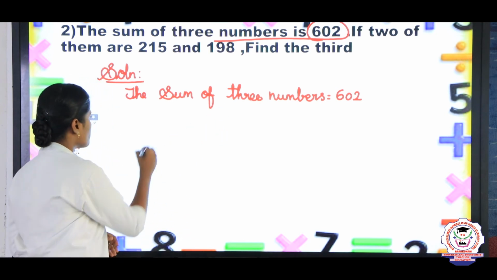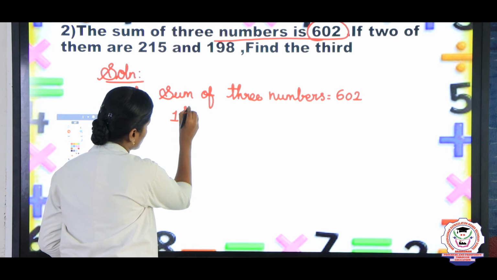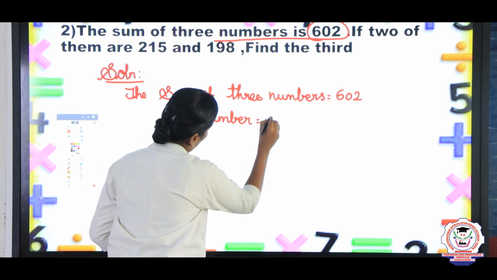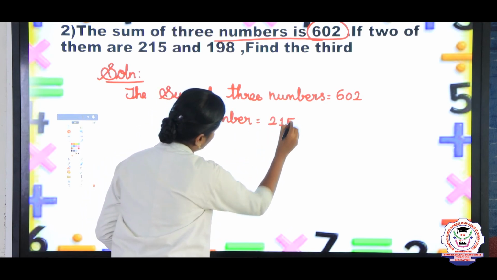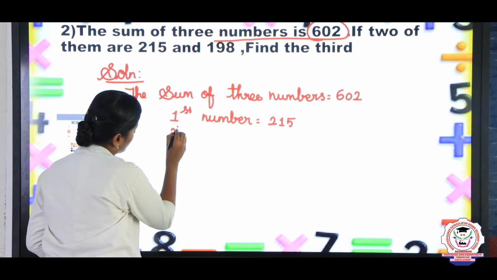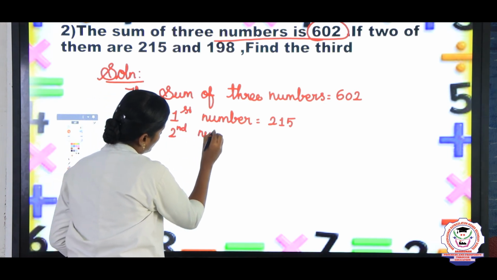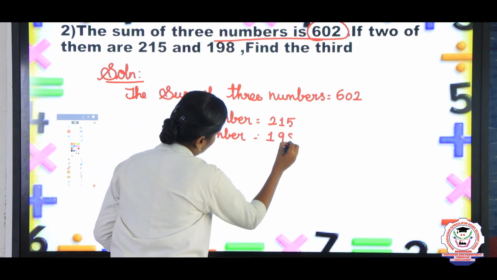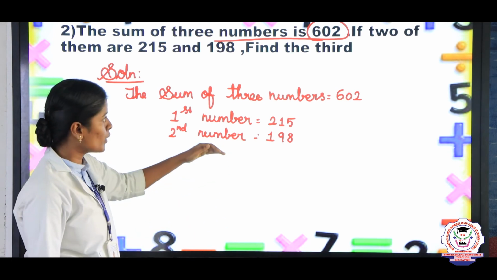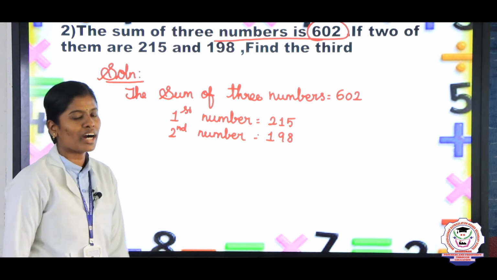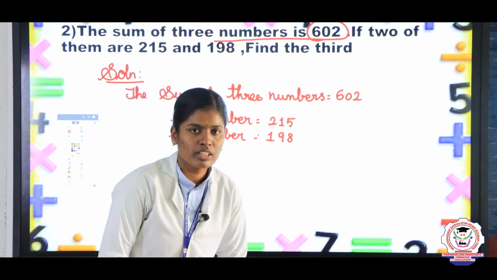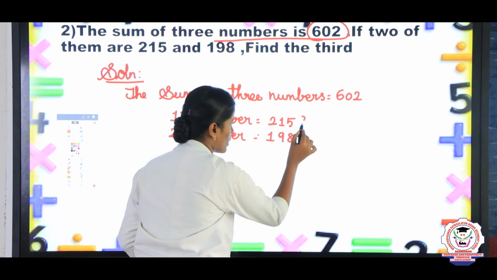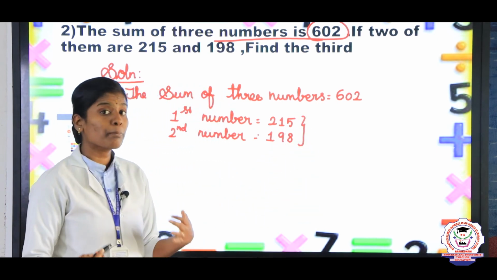So write first number equal to 215 and then second number equal to 198. So first number equal to 215 and second number equal to 198. So as usual, do step 1 and step 2. Step 1, do the addition. Take these 2 numbers, do the addition, and step 2 is subtraction.